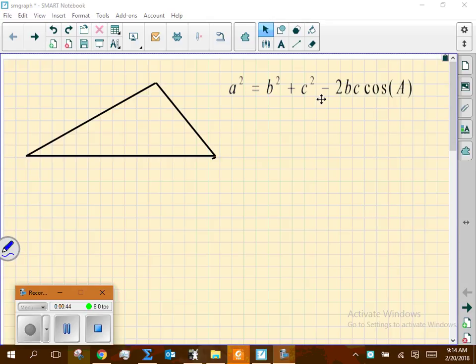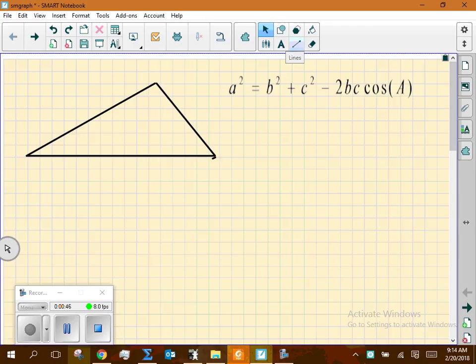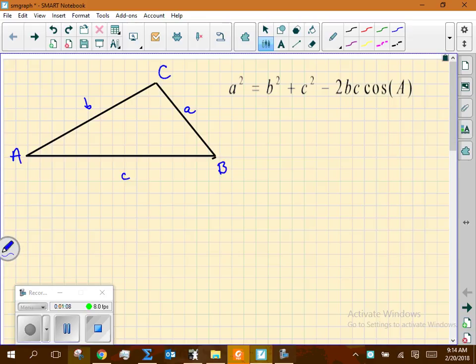So I actually want to go through the proof of this with you. It's not too bad for as complicated as this formula looks. The proof really isn't all that difficult. I'm going to call this vertex A, with lowercase a opposite it. This would be capital B, and lowercase b over here. Making that capital C, and then this will be lowercase c. Now, the idea is this formula right here only solves for lowercase a.